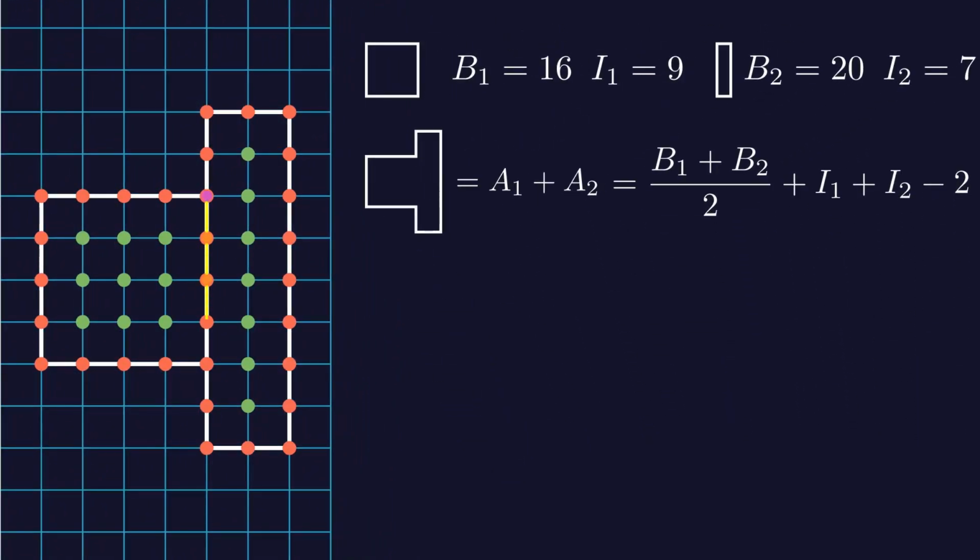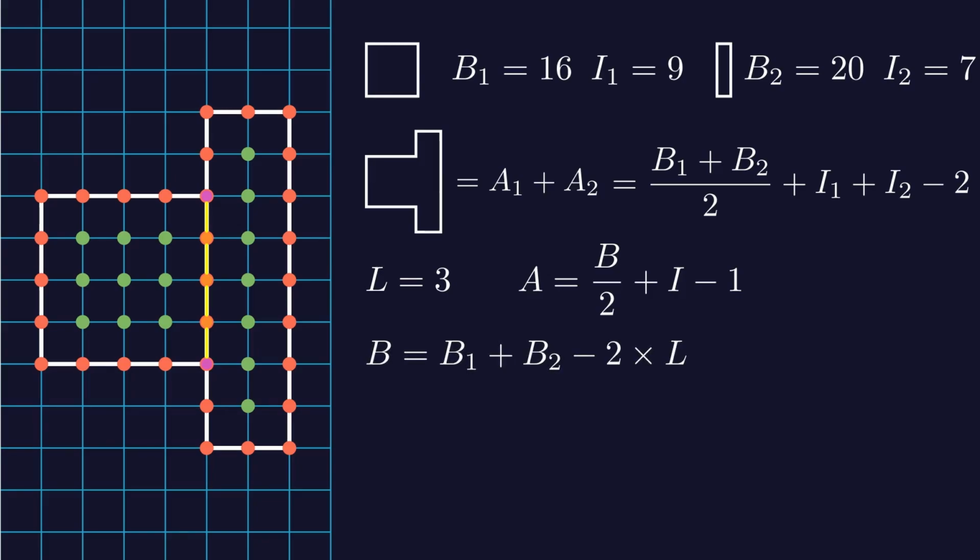The shapes are combined along the line marked yellow. This line consists of L points, not counting the ends. If Pick's theorem holds for any lattice polygon, we can write the area of the combined shape as b over 2 plus I minus 1. The number of boundary points of the merged shape is equal to b1 plus b2 minus 2 times L, because the points on the yellow line are now in the interior and must be subtracted from every shape's boundary. Minus 2, because the points at the ends of the yellow line are now shared by 2 shapes.